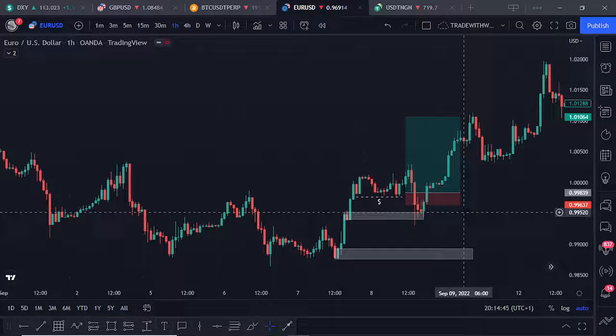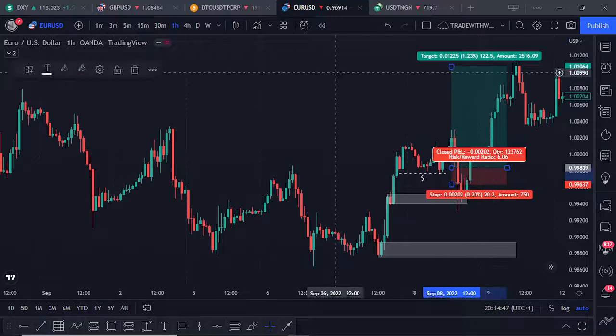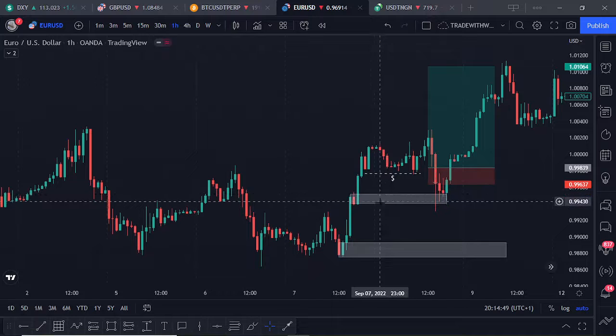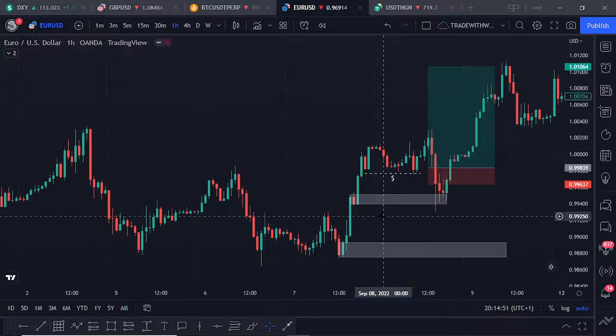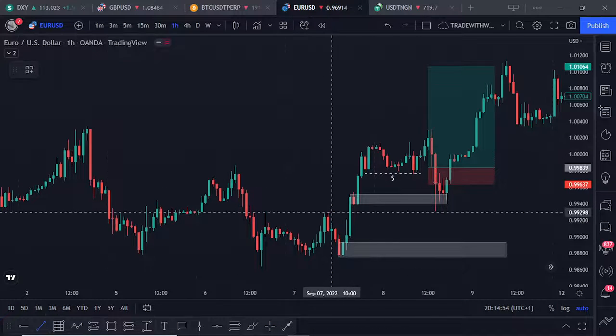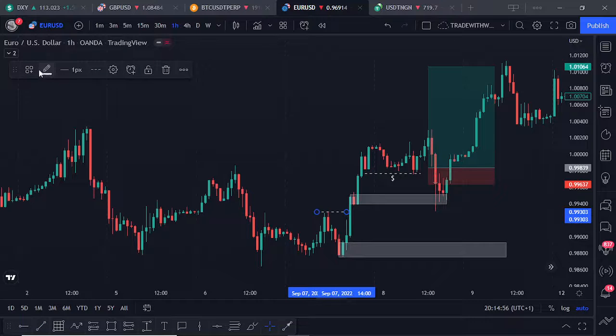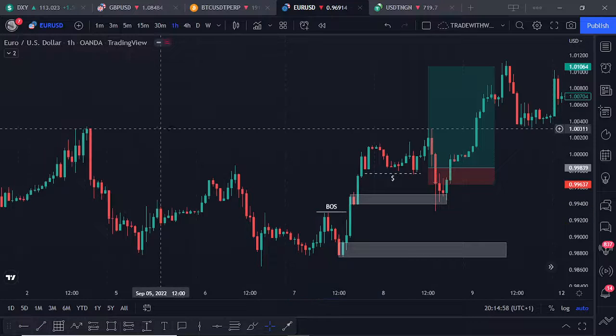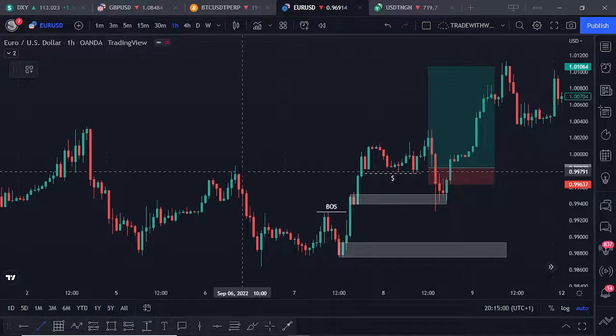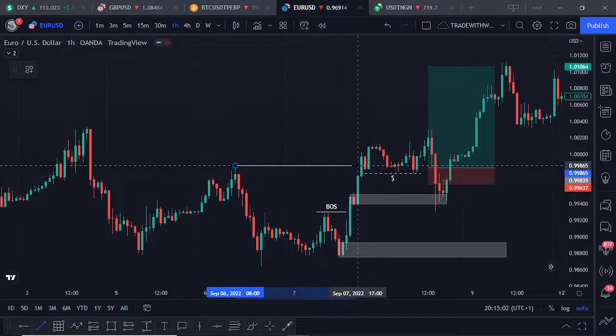But with the use of demand and supply now, you already have extra knowledge. So see what happened here. 0.6 demand level. So let me draw the break of structures because break of structure is very important. If there's no break of structure, that demand zone or supply zone is not valid.